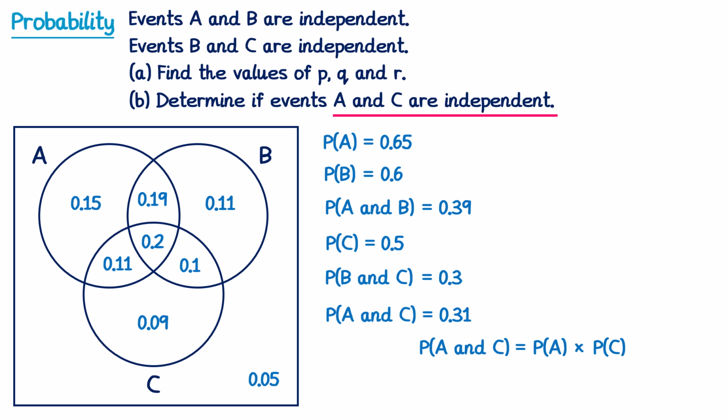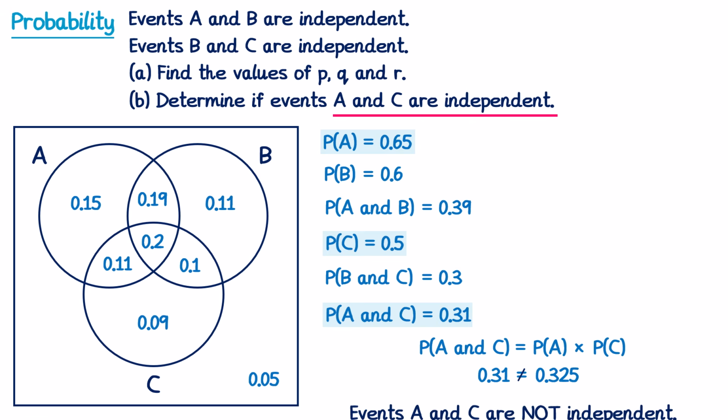If these two events are independent, then this formula will be true. The probability of a and c is 0.31, the probability of a is 0.65, and the probability of c is 0.5. So let's see. We have 0.31 equals 0.65 multiplied by 0.5. If you multiply 0.65 and 0.5 together, you get 0.325, which is not equal to 0.31. We can therefore say that these events are not independent.